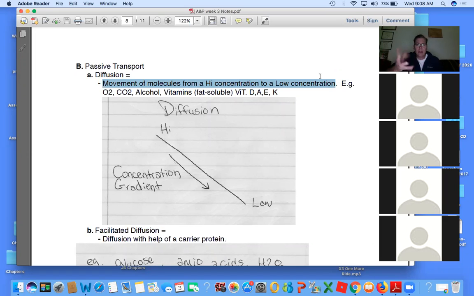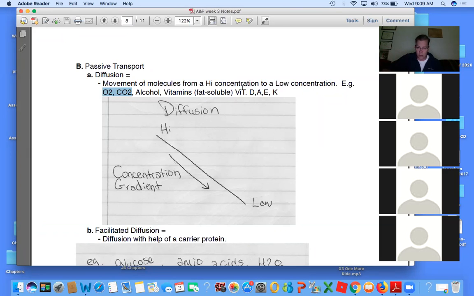So in your body, in your cell, alcohol, fat-soluble vitamins like D, A, E, and K. I can remember that because that's my last name, D, A, and E, and then just add a K. Those are the fat-soluble vitamins. O2, carbon dioxide, gases. All of these move from a high concentration to a low concentration across a cell membrane. And why is that? Well, because they're able to move through the membrane without the help of anything.